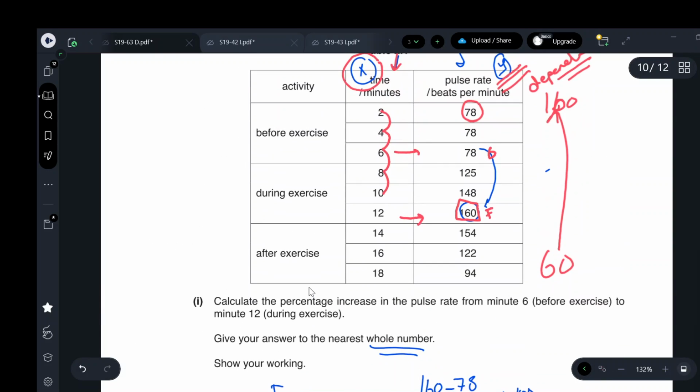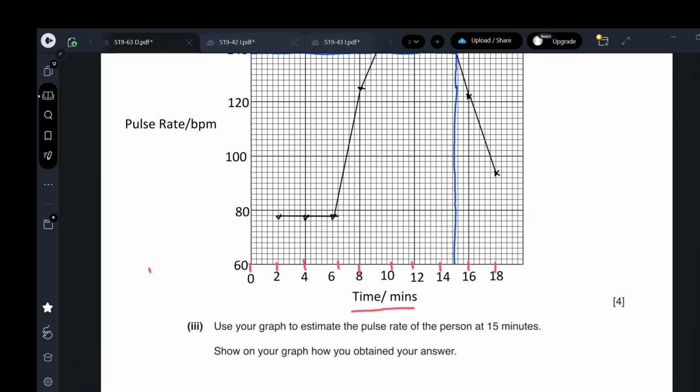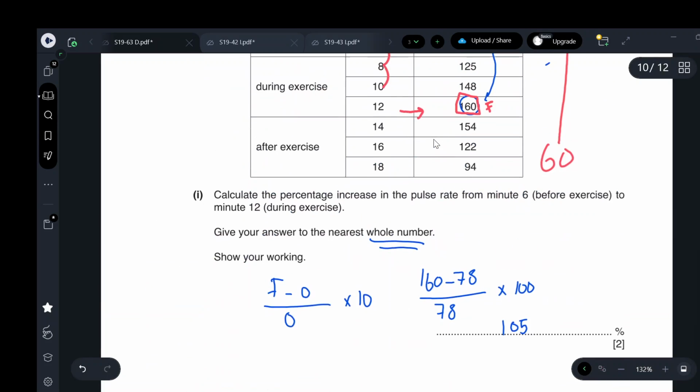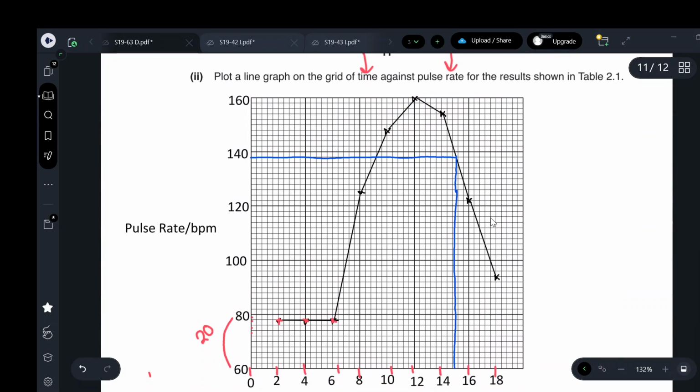The first 3 points were at 78. Where is the 78? In order to calculate the value of each box, calculate the difference. It's 20 divided by 10 boxes, so each box is for 2. So this is 78, 78, 78, and then 125, and then 140 something, 148, 160. You put all the points.